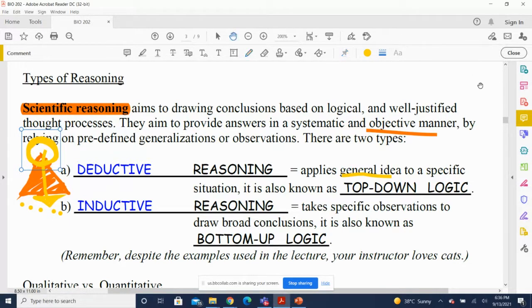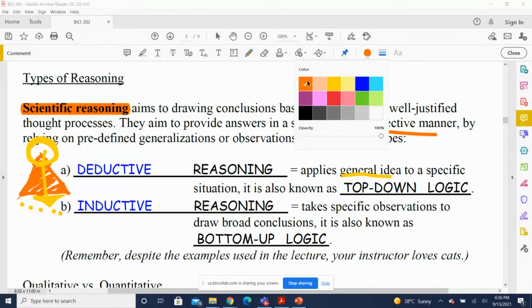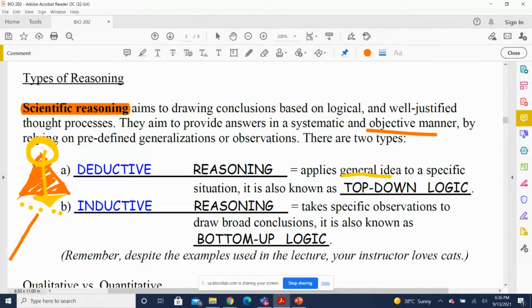Well, there is an alternative approach, and the alternative approach is known as inductive reasoning. In inductive reasoning, we're working our way towards broad general conclusions about life, about the world where we live in. We come up with bigger conclusions about the world based on specific cases that we see.